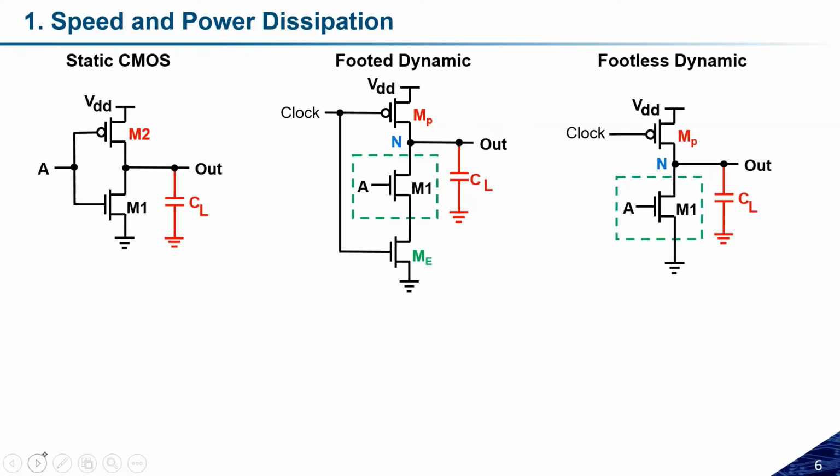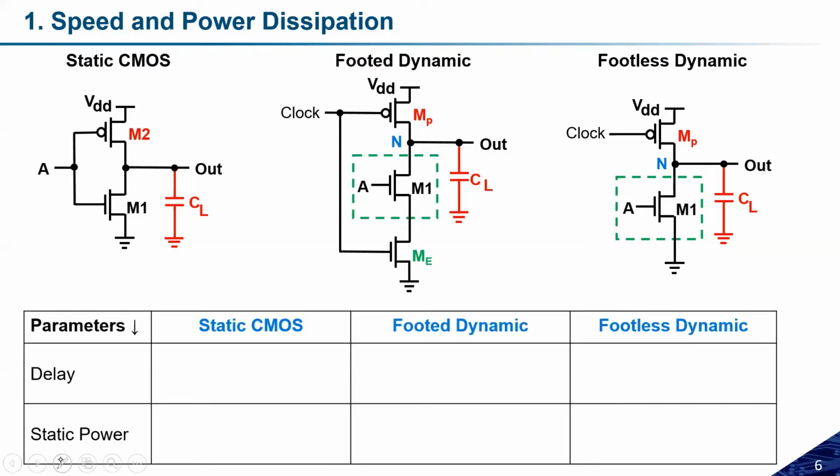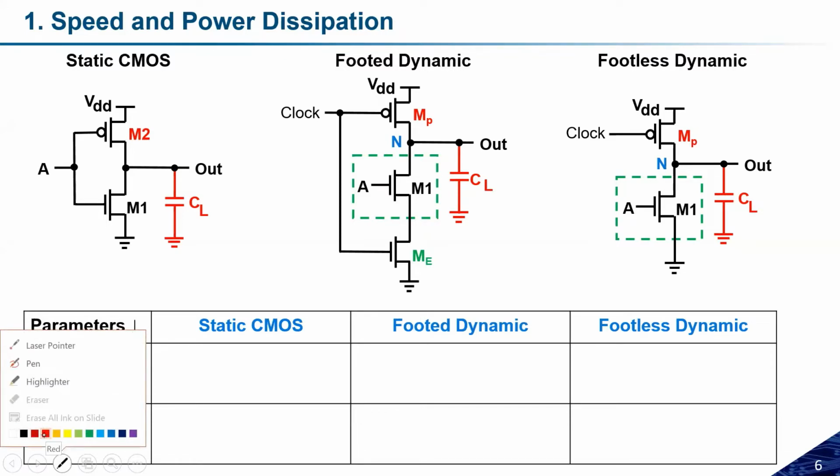In this case, if I'm considering the simple inverter, the footless dynamic design and the static CMOS design look the same. In one case the PMOS and NMOS transistors are both controlled by the input only, but in the footless case the PMOS transistor is controlled by the clock and the NMOS transistor is controlled by the input, but the number of transistors in both cases is the same. So this is how we can compare the delay. Let us try to make a table so that we will be able to understand it properly.